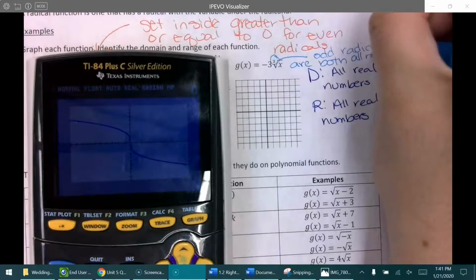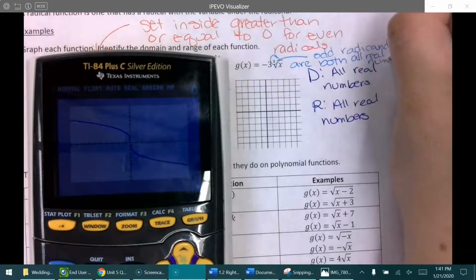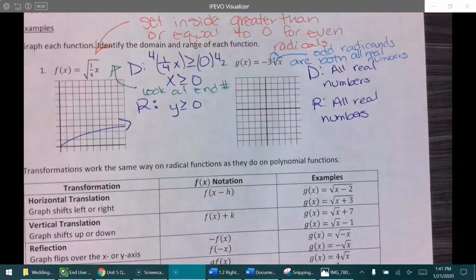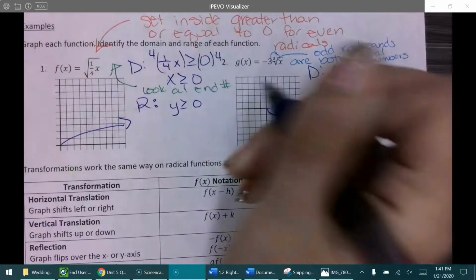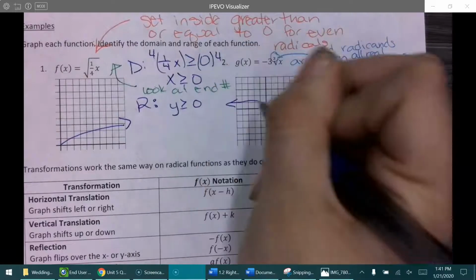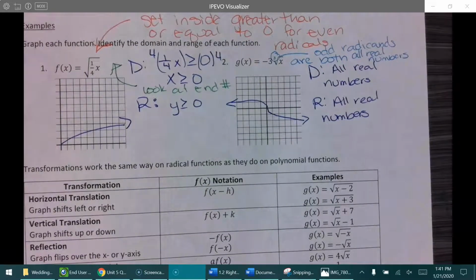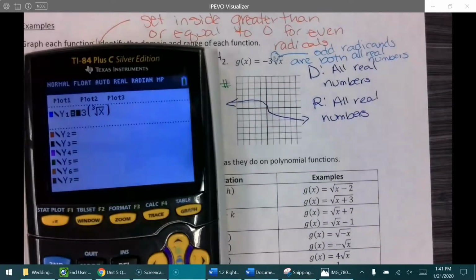So you typed it in wrong. I think it added those parentheses because I don't think I typed them. Okay, so questions on that?